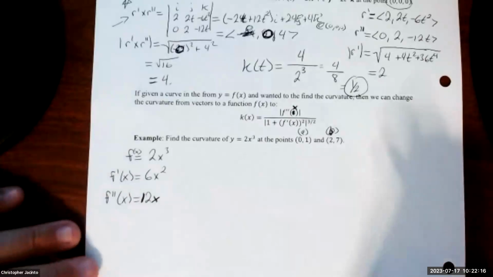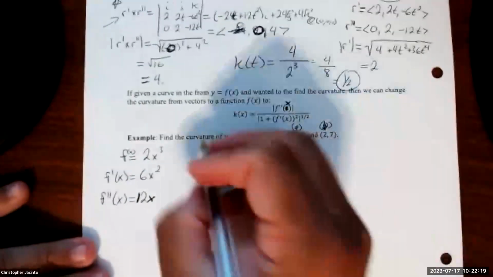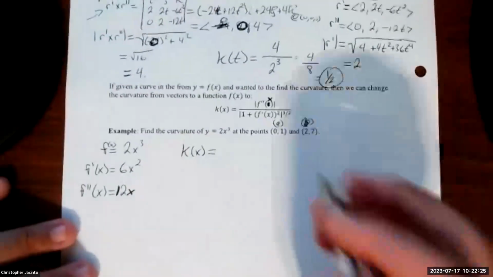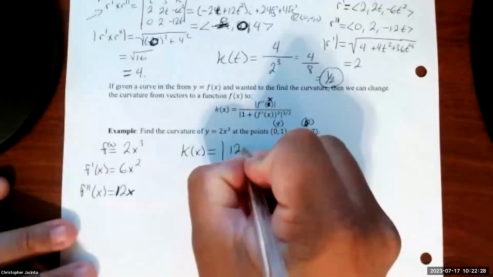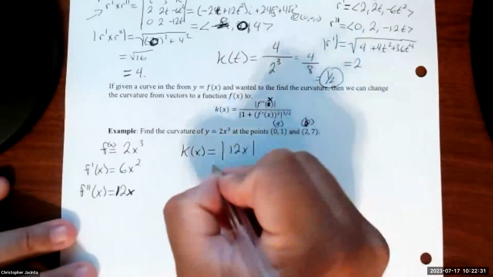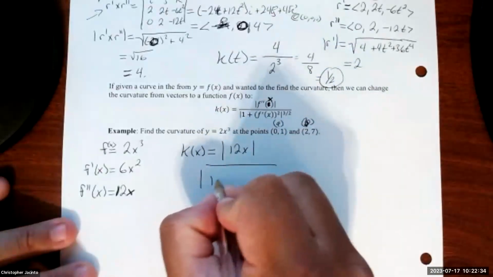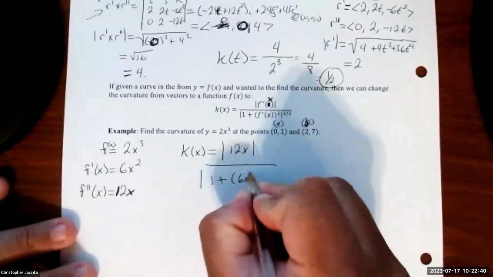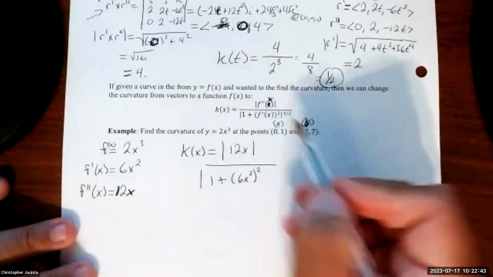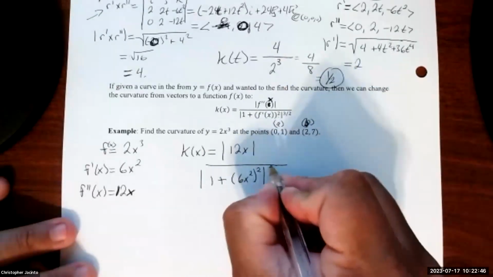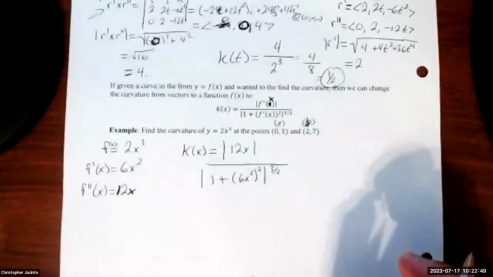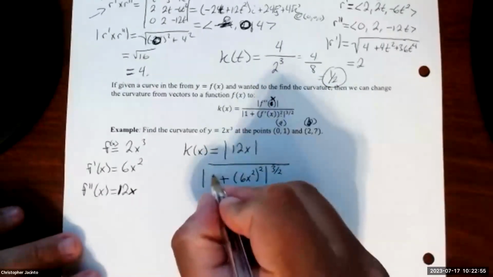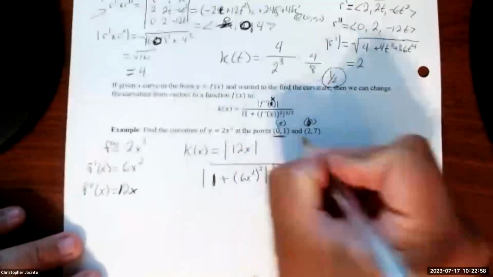Okay. So now if we plug everything into here, I'll do the exact same process. So k of x, I'll give you the arbitrary equation, is going to be the absolute value of 12x divided by the absolute value of 1 plus f prime, so 6x, squared, all raised to the power of 3/2. Now that's the general equation for the curvature, but we want specific points, which is the best part.